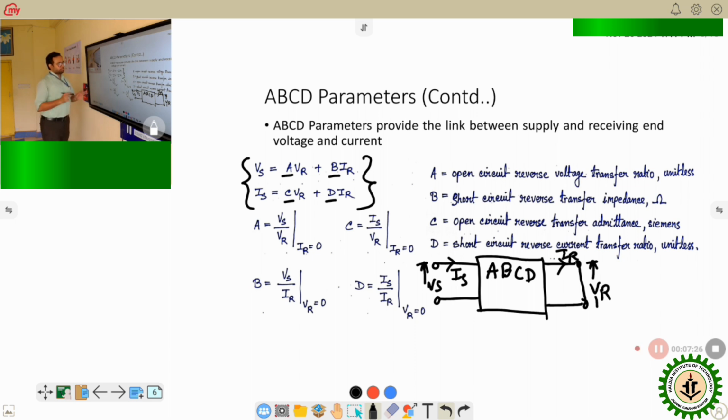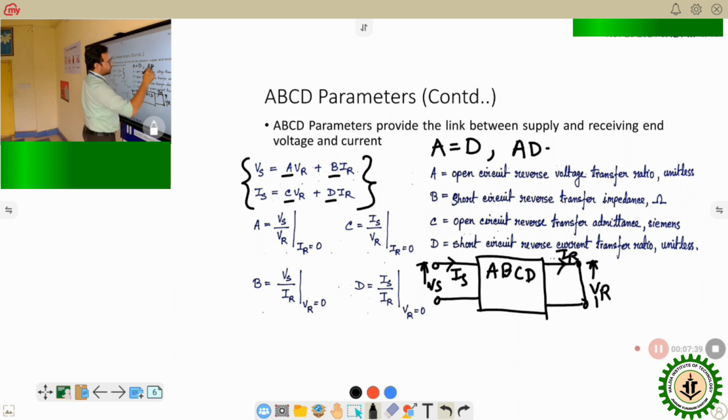Now some characteristics of this is that A will be equal to D and AD minus BC will be equal to 1.